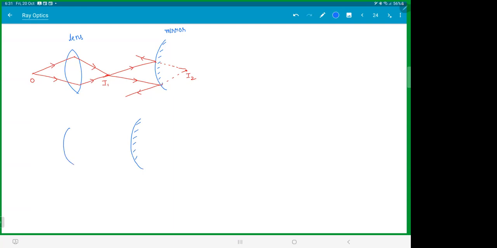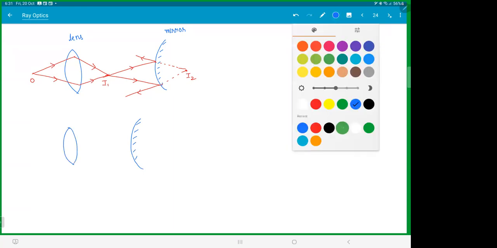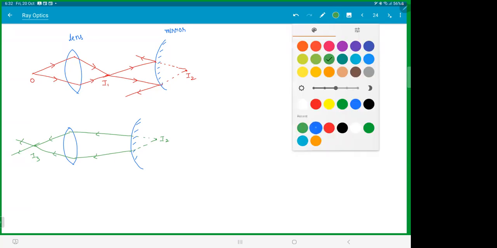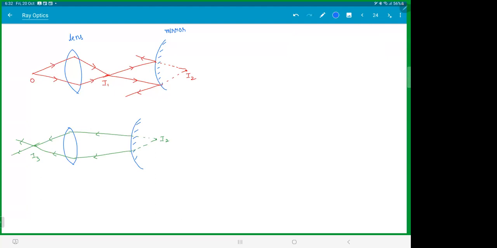Now, when the light rays are coming out again, it feels like they are coming from I2. They'll again pass through the lens and meet somewhere here at I3. You're getting it? We will be seeing these kinds of questions. You have to do the problem till the light ray finally goes off to infinity without coming back. So in this scenario, the light rays pass through lens, mirror, then again lens. If this question was given, we have to solve it 3 times.